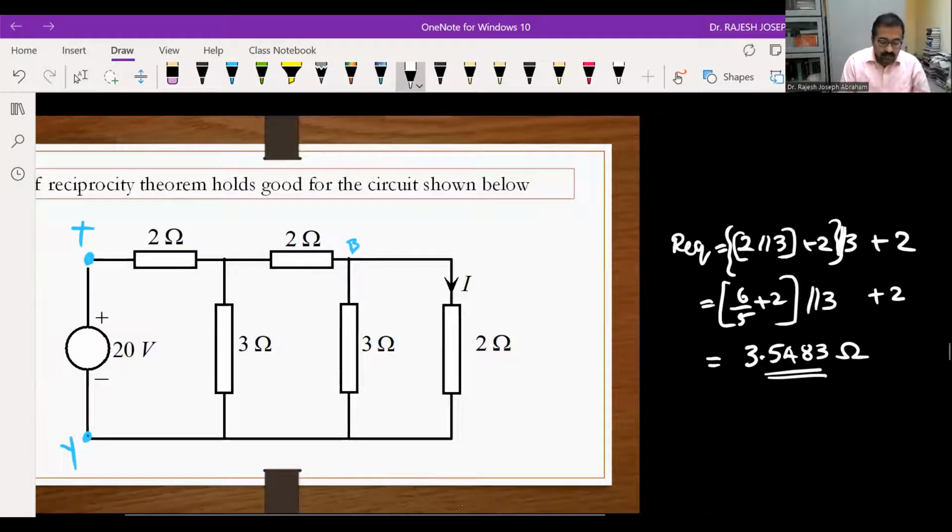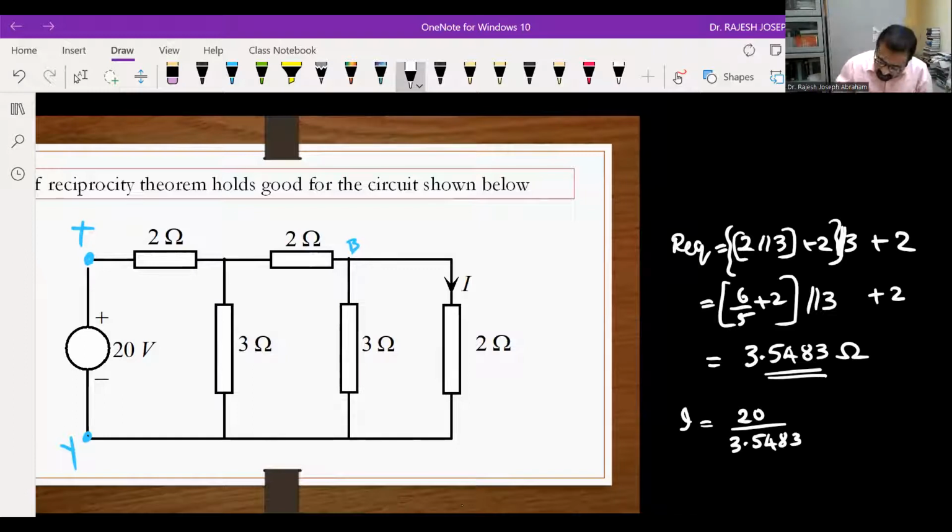Now, how will you find the current I? How can you find the current delivered by the 20 volt source? 20 divided by 3.548. So I can write this current as I20, the current delivered by the 20 volt source, equal to 20 divided by 3.548. And how much is that? 5.6365. So that is the current at this point.